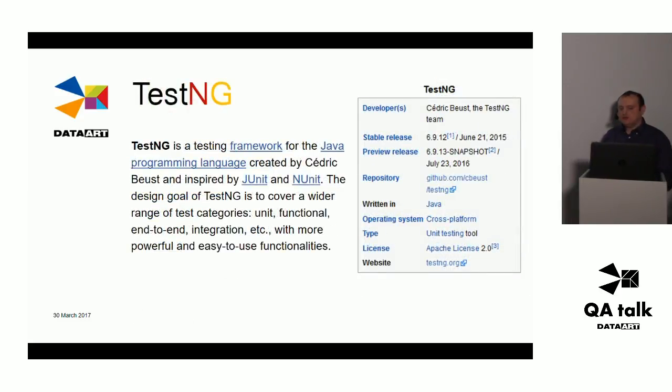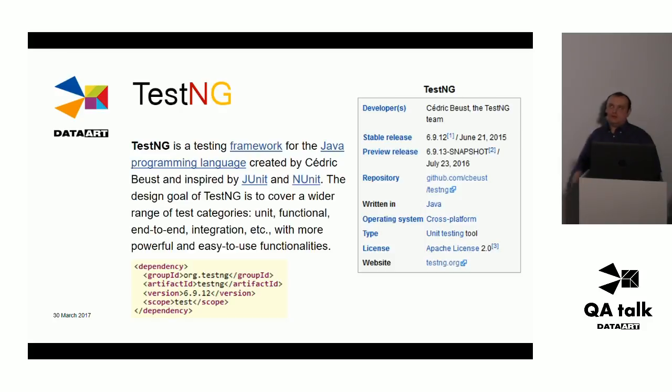TestNG was developed a few years after JUnit was invented, and the main aim of this framework was to extend functionality, to add something more, to allow testing in areas where it was maybe not possible in JUnit, or where JUnit was less flexible.